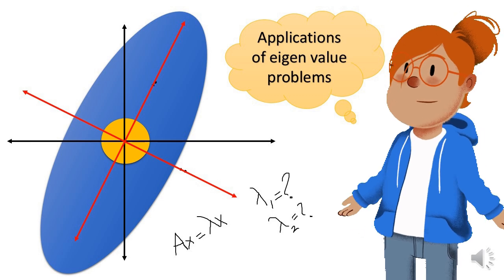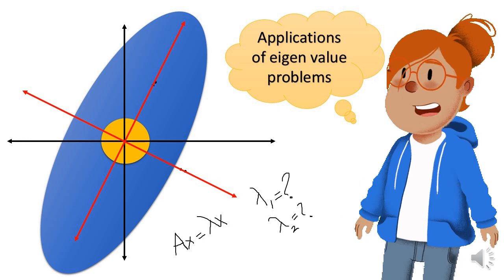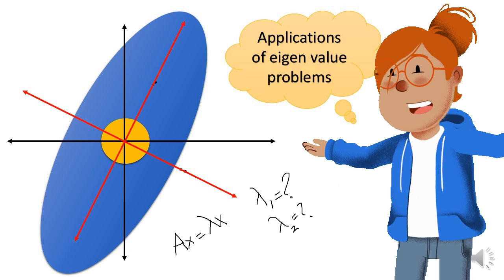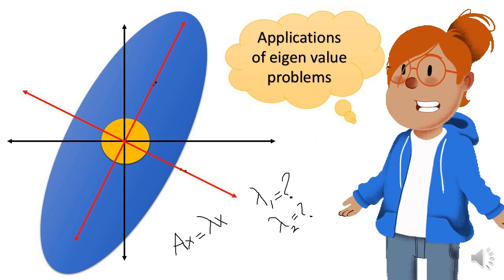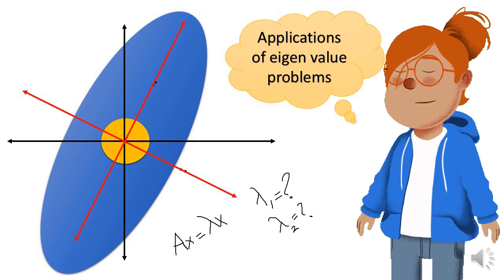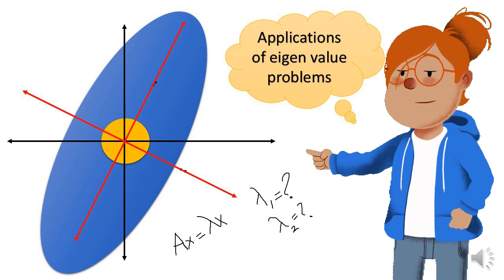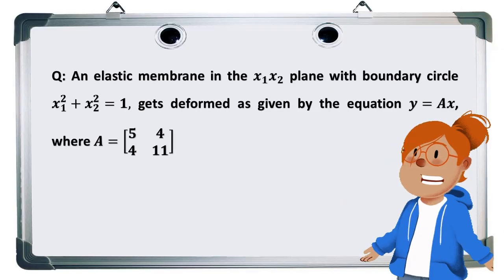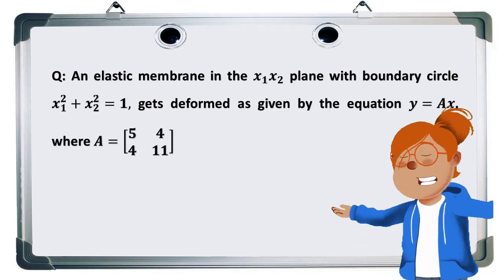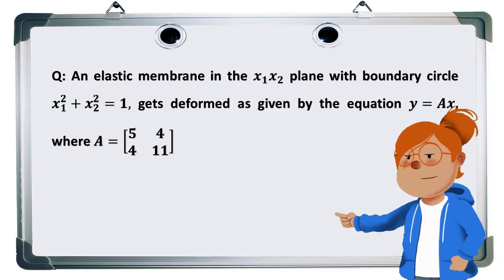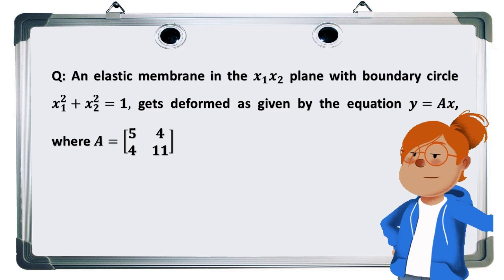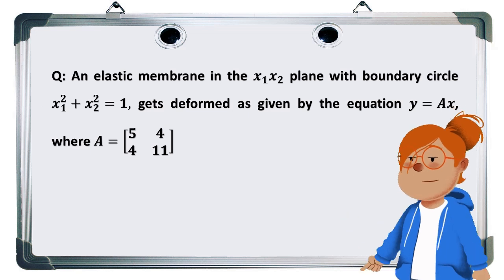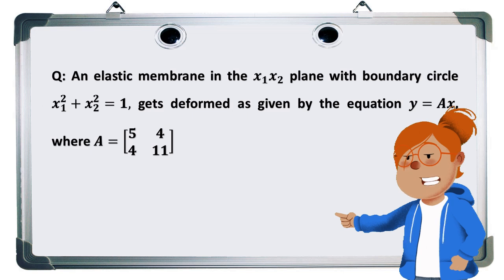Hello everyone. In this video, let's discuss the application of eigenvalue problems. One of the main applications is the stretching of an elastic membrane. The problem we are going to solve is an elastic membrane in the x1, x2 plane with boundary circle x1 square plus x2 square equal to 1 gets deformed as given by the equation y is equal to Ax, where A is a matrix with the elements 5, 4, 4, 11.